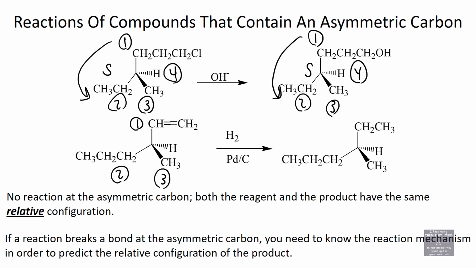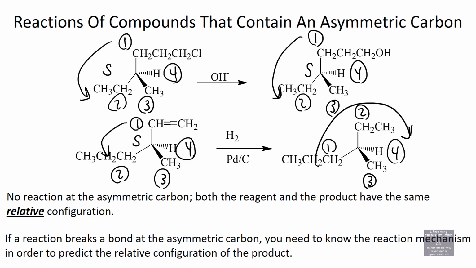Highest priority. 1 to 2 to 3, it's S. Highest priority. Interesting. 1 to 2 to 3, it's R. What? Relative configuration says that your stuff stays in the same relative position, but the absolute configuration may stay the same or it may change.